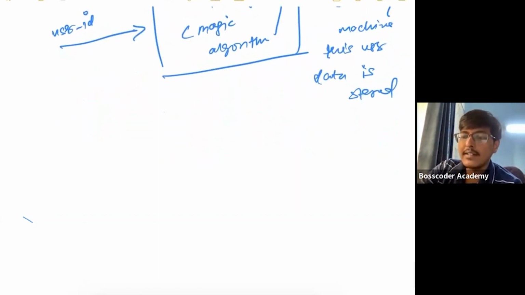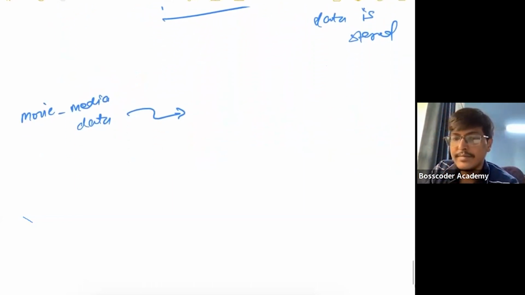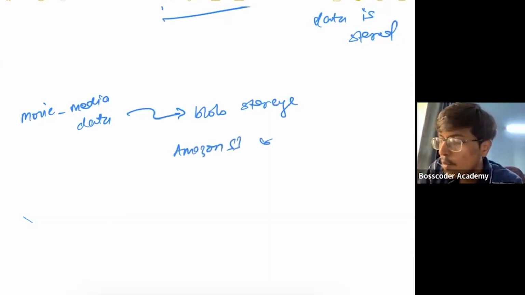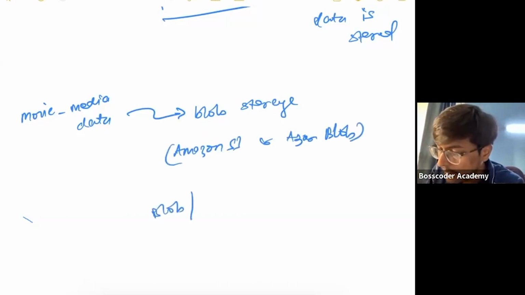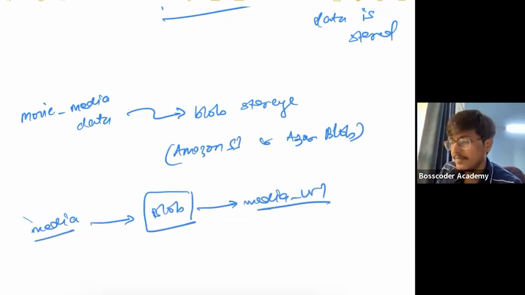Now let's talk about the last one, which was the movie media data. Where will you store the media data? In blob storage. Yes, you are right. Media you don't store in SQL, you store it in blob storage like Amazon S3 or Azure Blob. So these blob storages take in the media and give you the media URL.